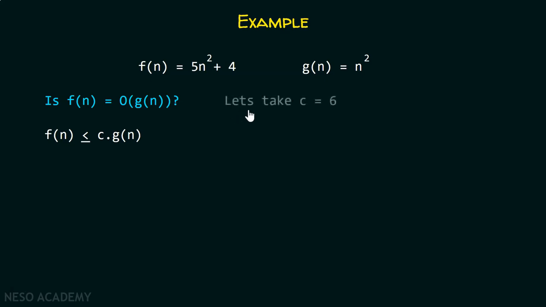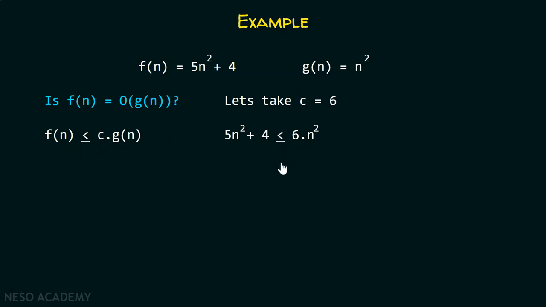Now let's take c equal to 6 and plug in the values of fn and gn here. We will get 5n square plus 4 less than or equal to 6 into n square. We are taking c equal to 6. Obviously we need to determine this constant, right? So we have taken it 6 because this is 5n square and this is just n square. If you put one greater value here, it might be possible that gn becomes greater than fn. Right now gn is not greater than fn, right?